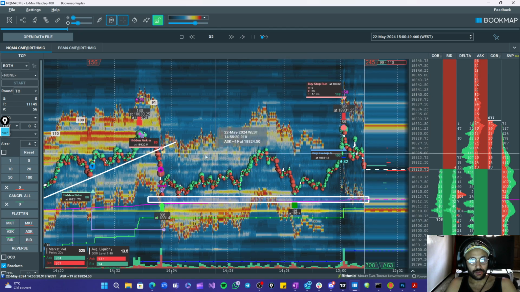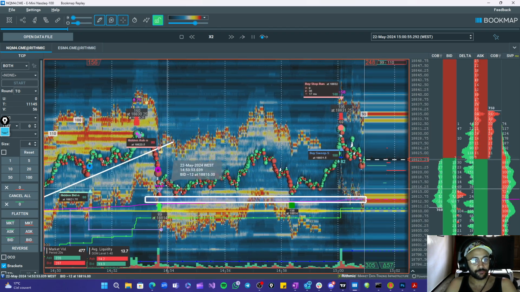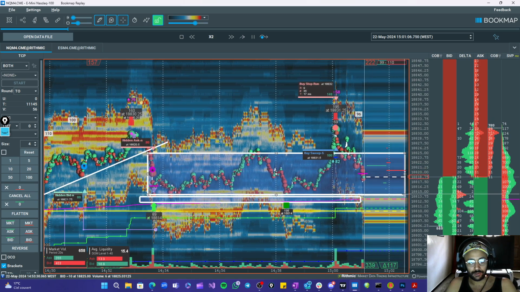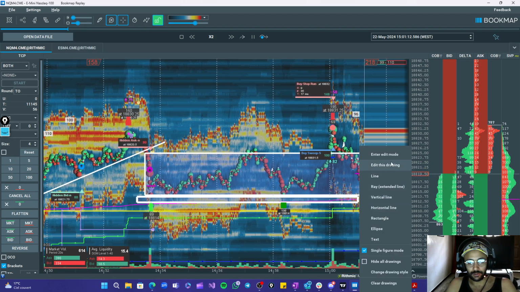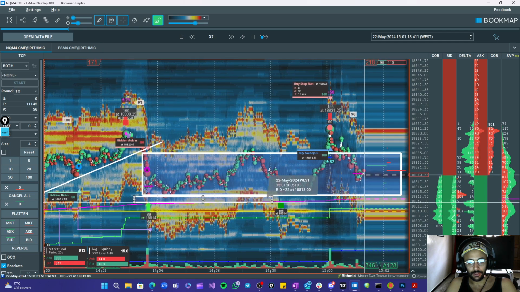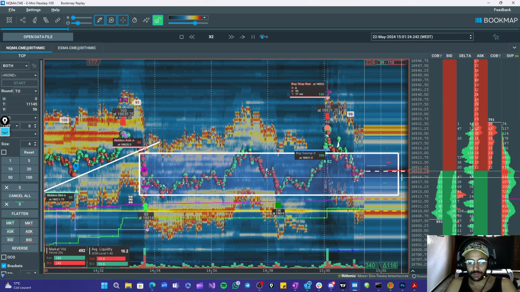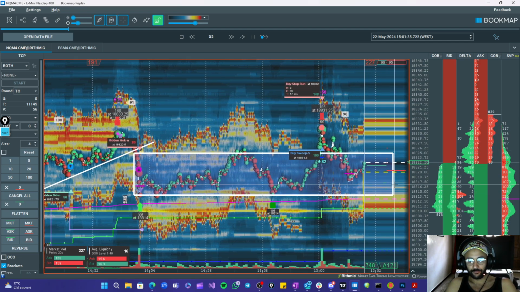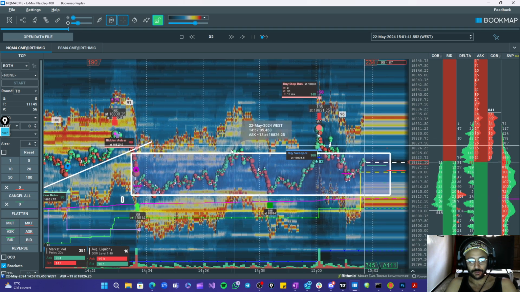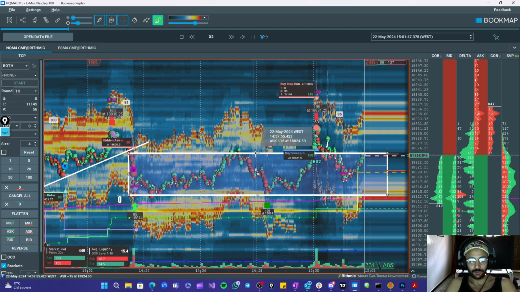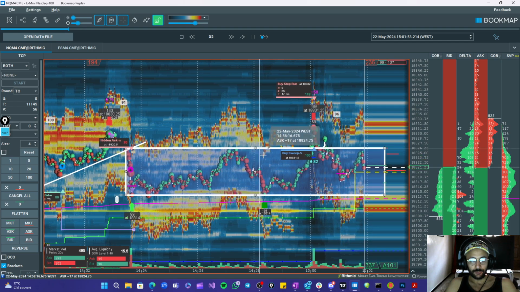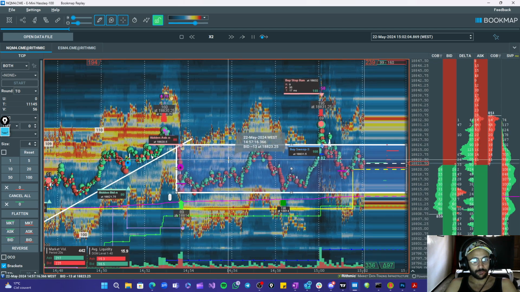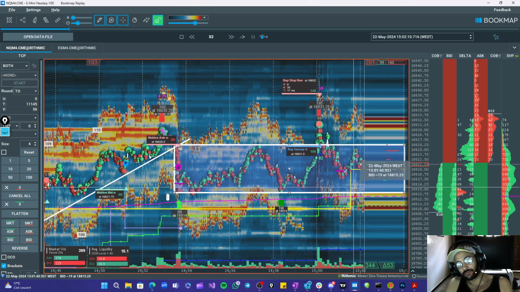So here we have a range. This is our range. I will take this. We don't need it because we are forming a range, as I said. This is our range. So nothing will happen for now. If we are inside this range, no trades.